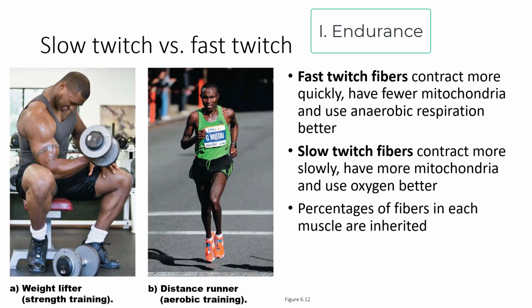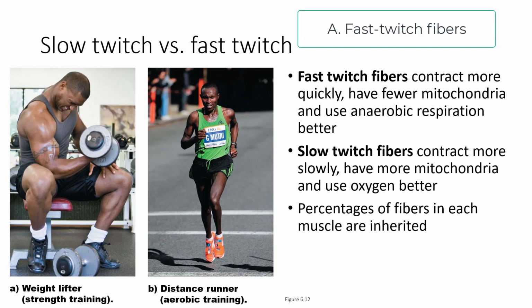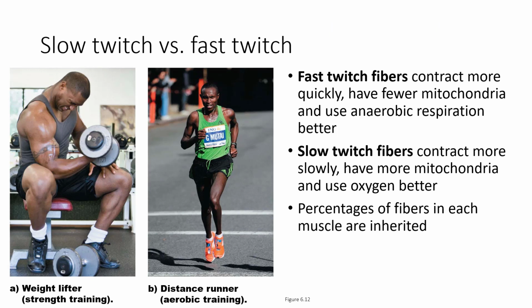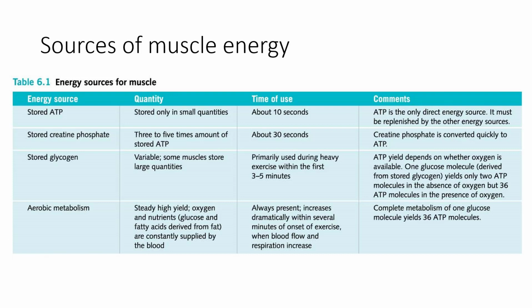And this comes to the different types of endurance that muscles have. So we are looking at different types of fibers when we're looking at different types of endurance. First off, we have fast twitch fibers. They contract more quickly. They have fewer mitochondria. They use anaerobic respiration better. Let's look back here. They will use stored ATP. They will use stored creatine phosphate. And they will use stored glycogen, but may be doing so in the absence of oxygen.